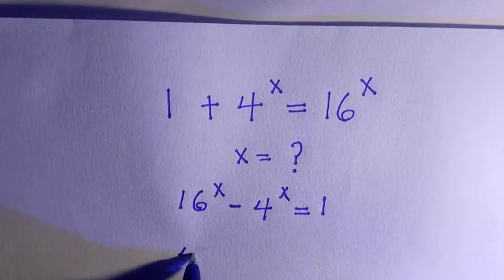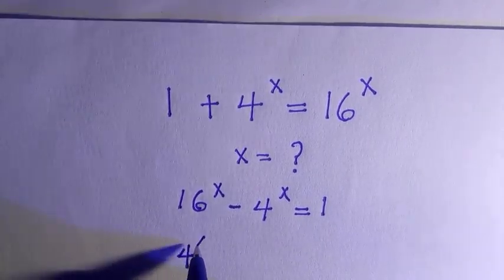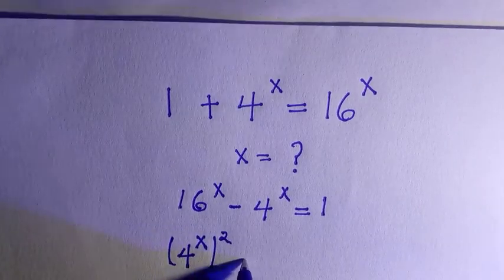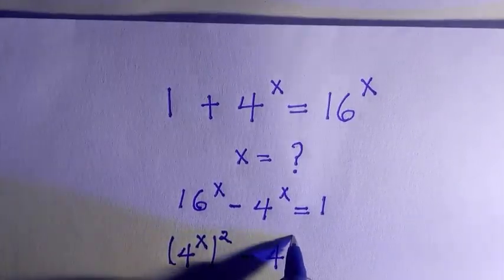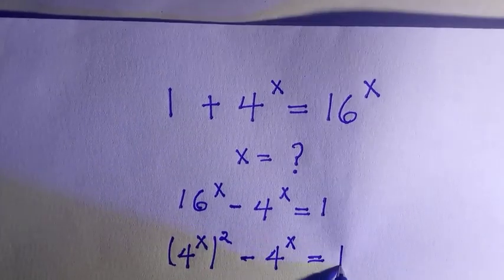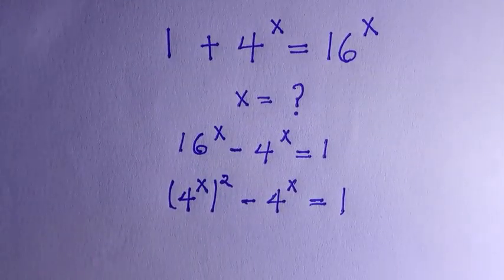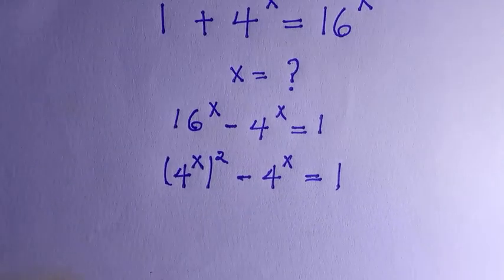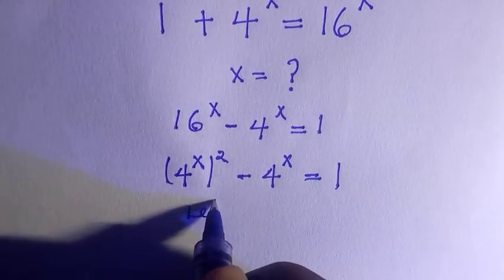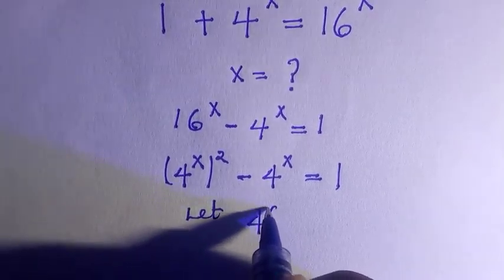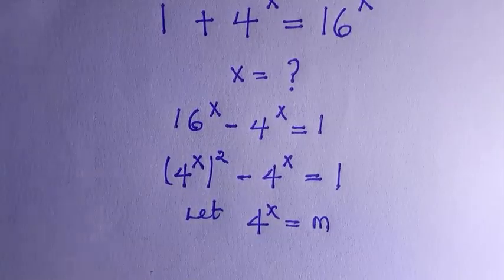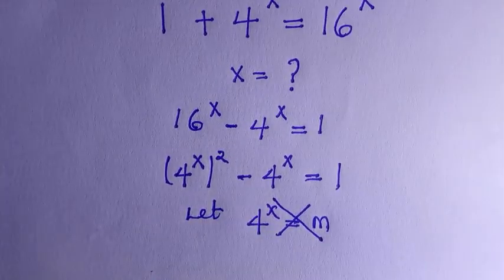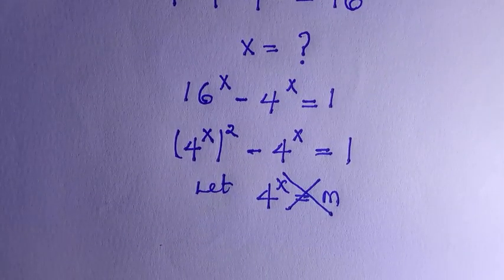Then we are going to have 4 to the power of x, everything raised to the power of 2, minus 4 to the power of x, everything equals 1. There are two things to do here, both will work. It's either we let 4 to the power of x be another letter, suppose I choose m, but I'm not going to do this. So let's do something different as mathematicians.